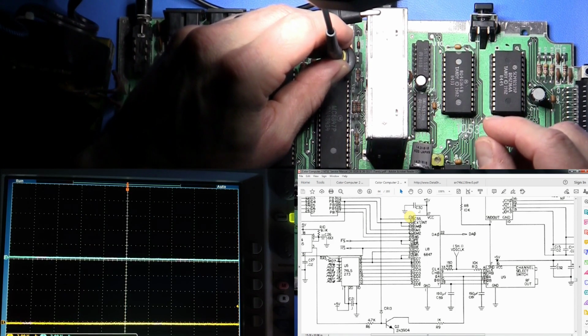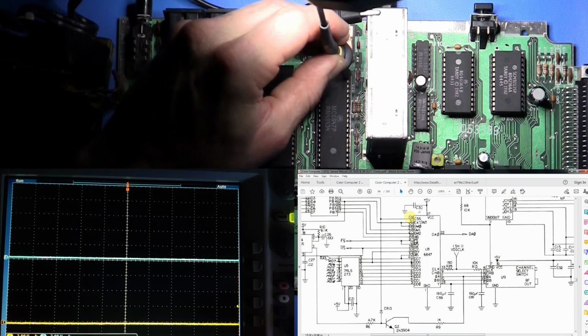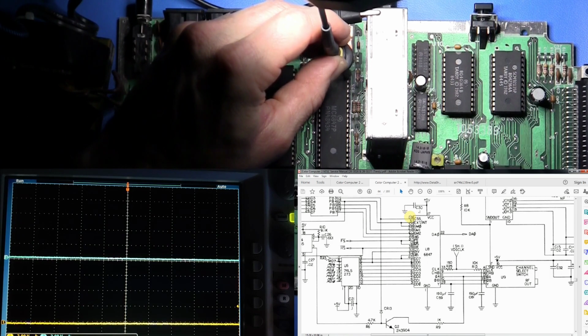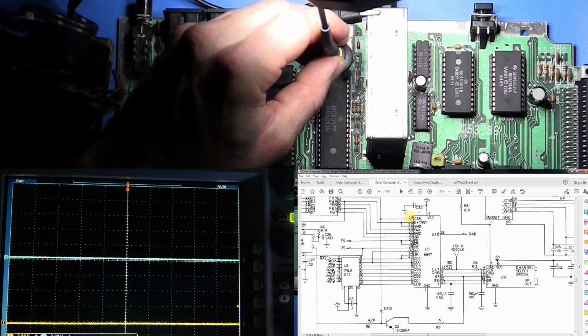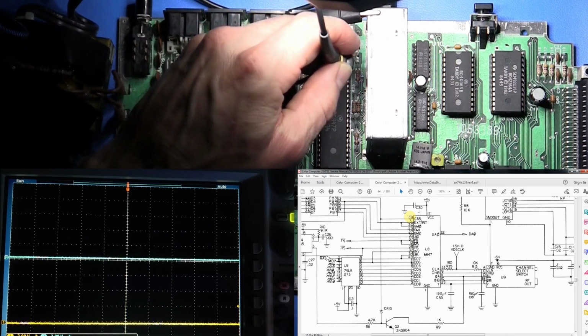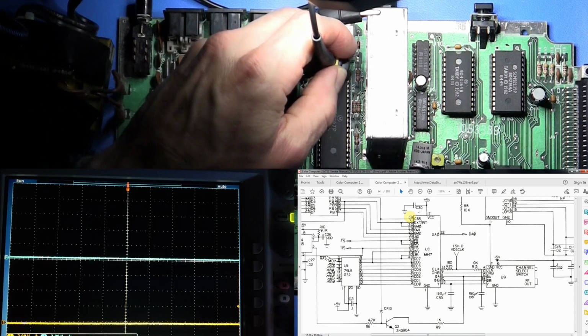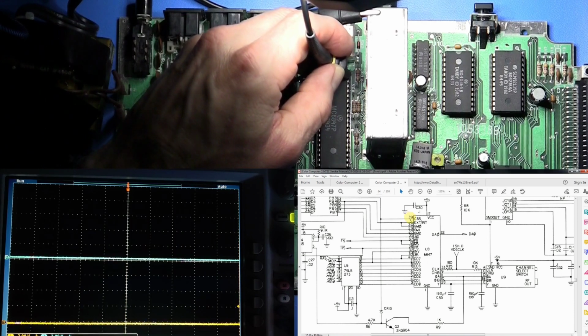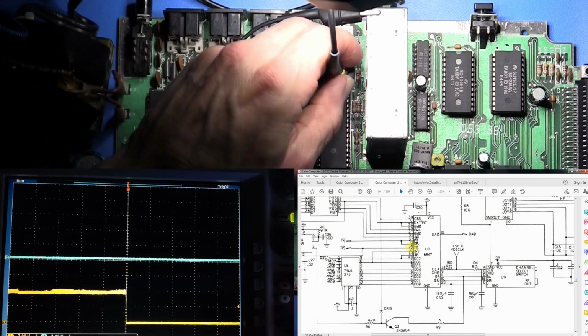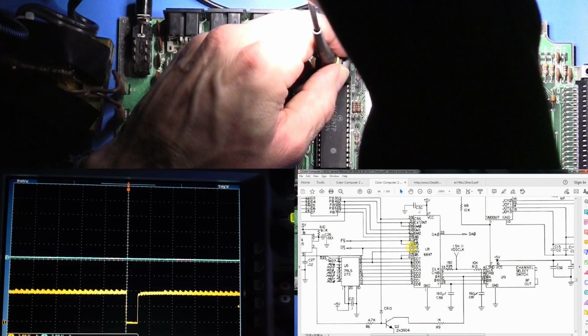Don't see any activity there. Okay, CSS is probably one of those mode select pins that the PIA is controlling. So I don't know that it's a problem if that's low, but CSS is always low. Okay, we'll move to 38. That would be the horizontal sync. Okay, we're getting pulses there. Let's just see what the interval is.